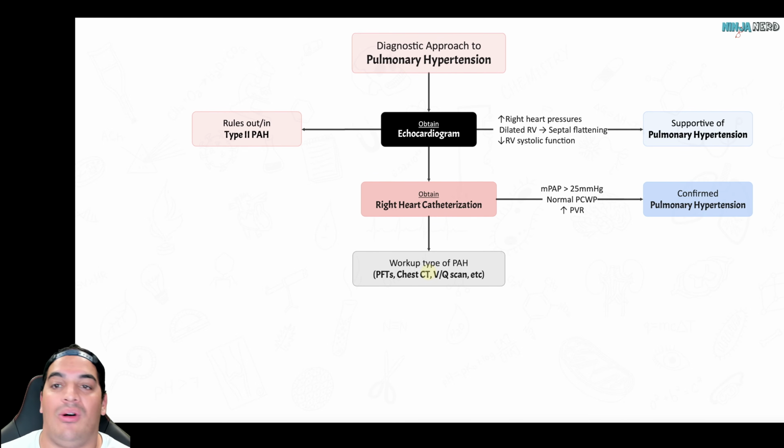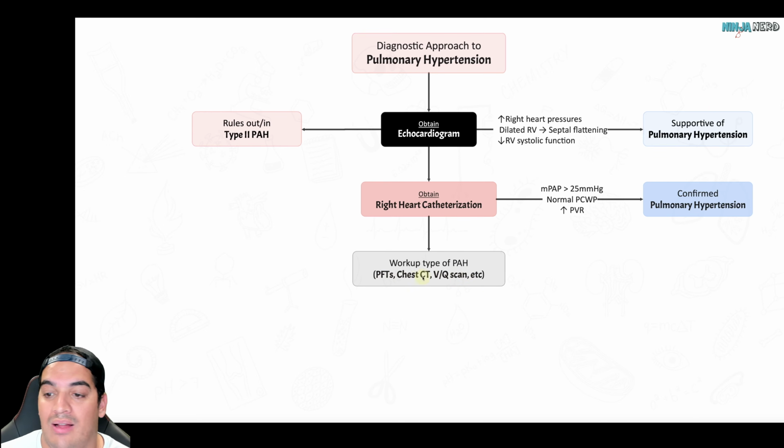But I've got to work up all the other types. I've got to rule out class 3. So I'll get PFTs, a chest CT scan, and a VQ scan, and all of these are going to tell me. PFTs will tell me if I have an obstructive lung disease or interstitial lung disease. Chest CT will help me with that as well, and tell me if I have a pulmonary embolism or a chronic PE. A VQ scan will tell me if I have a chronic PE.